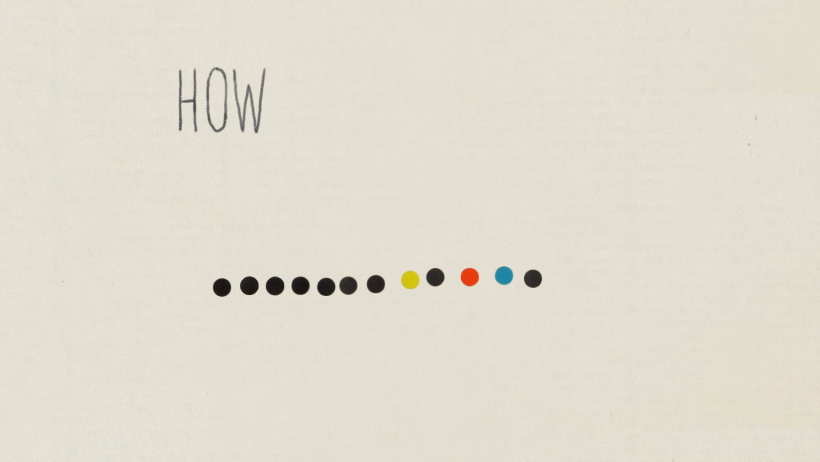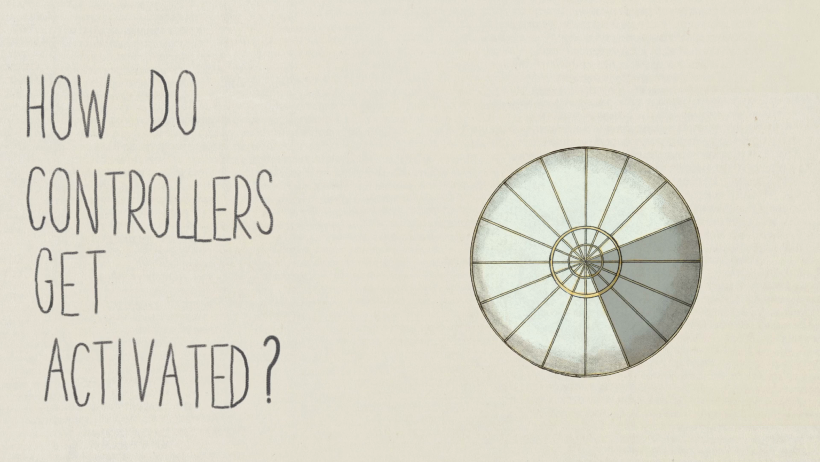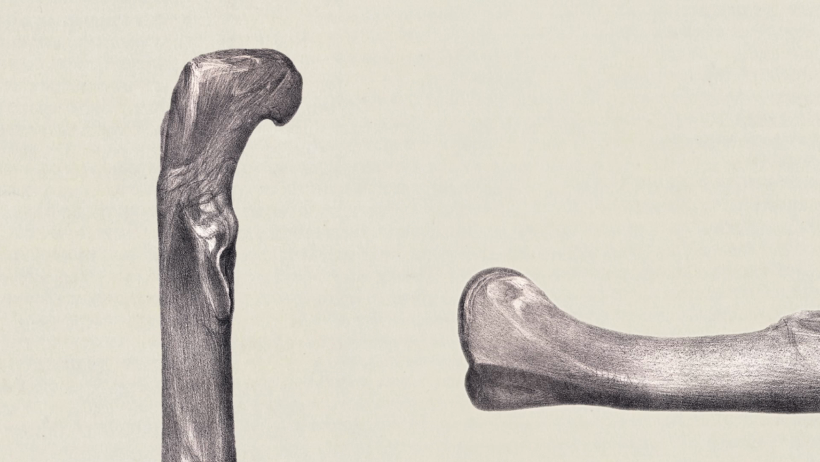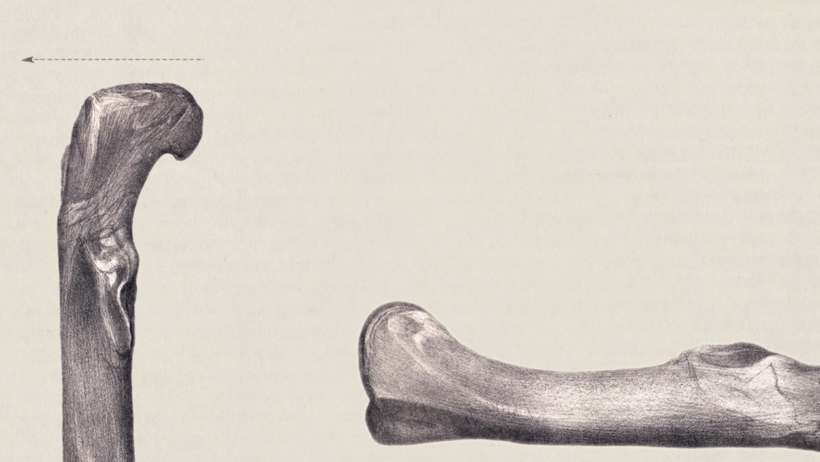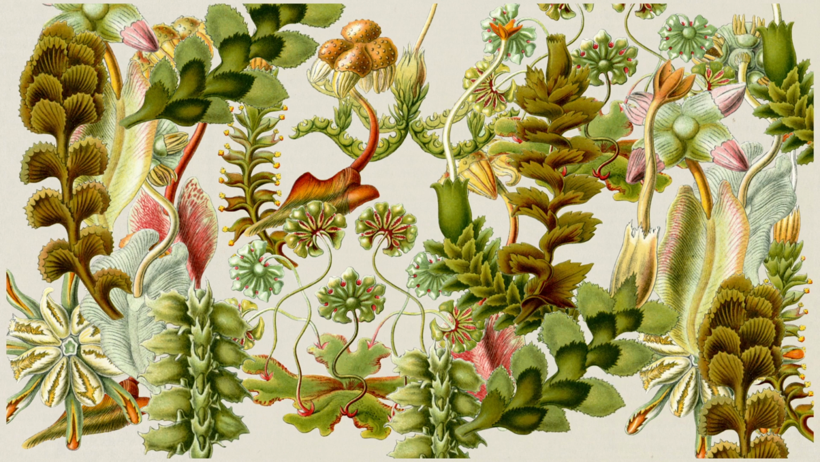And many questions still remain unanswered. How are these controllers generated, and how do they evolve? And how do the controllers get activated at the correct time in development? Or my own favourite, how do your limbs grow to the same length? And this doesn't even begin to scratch the surface. I mean, what about the plants?